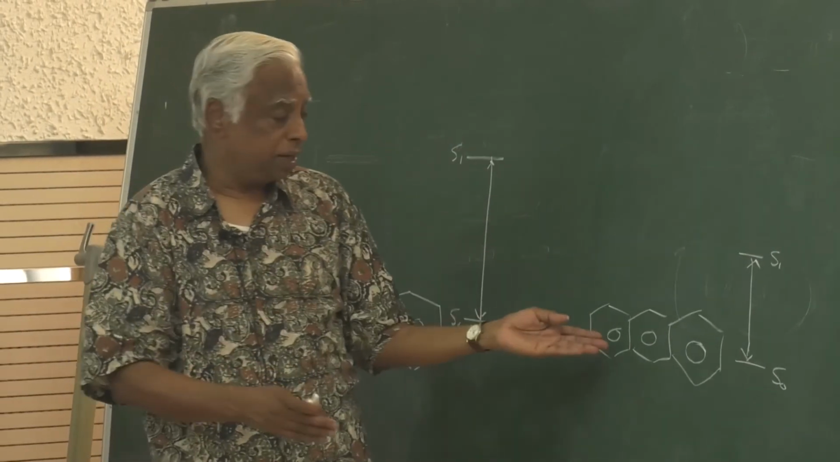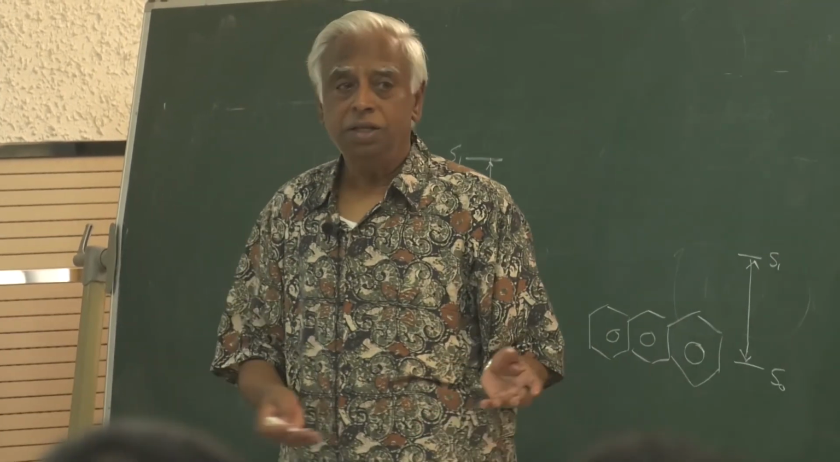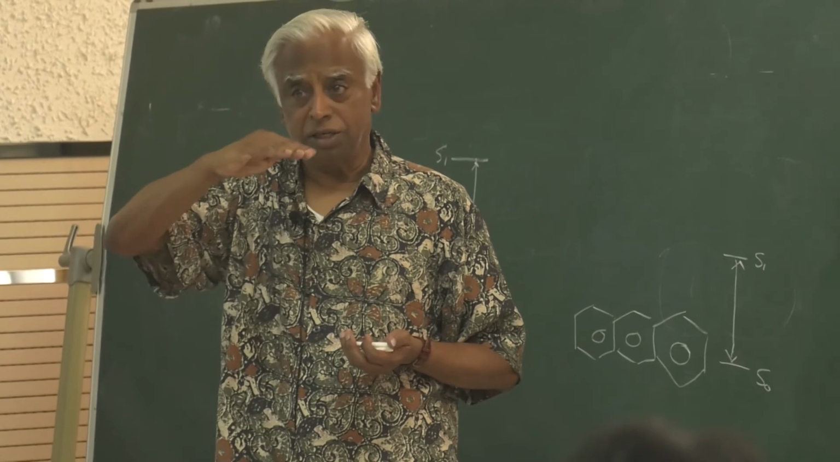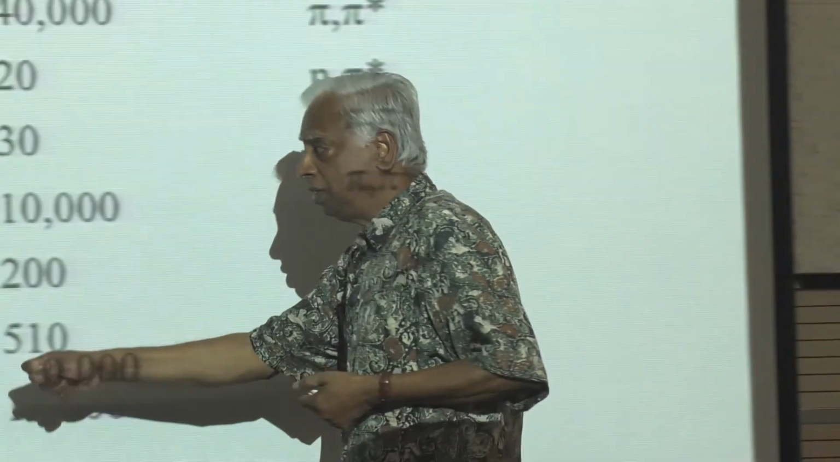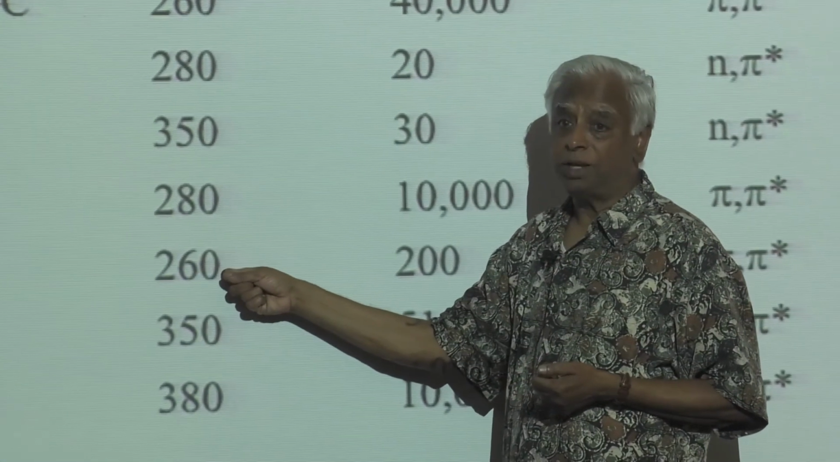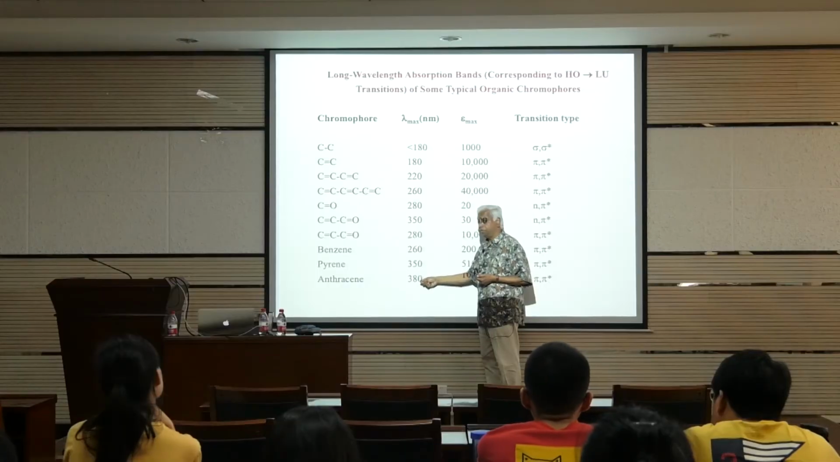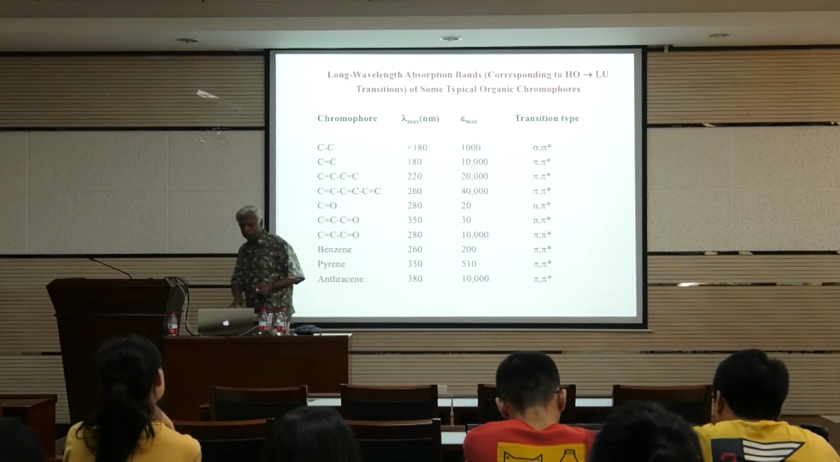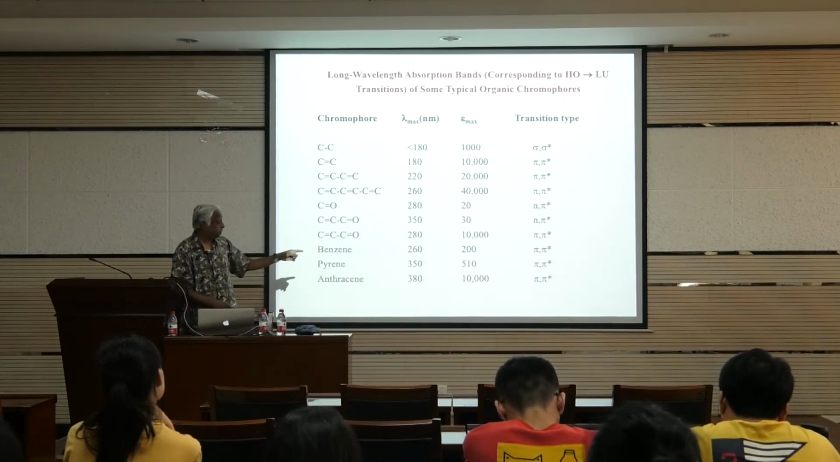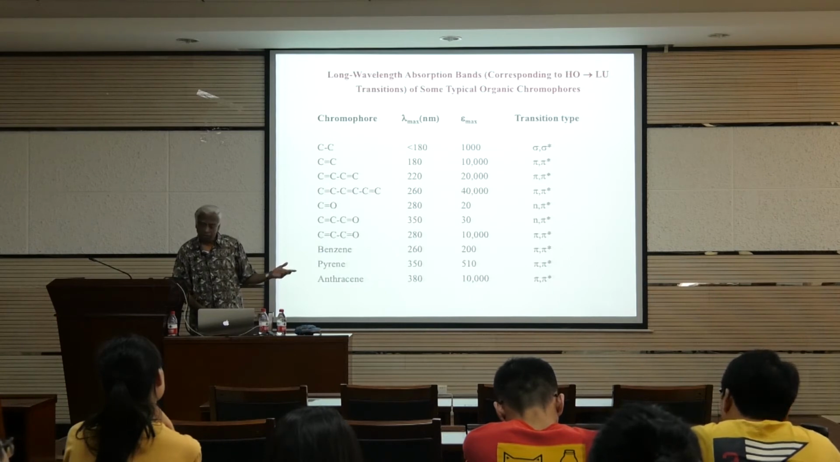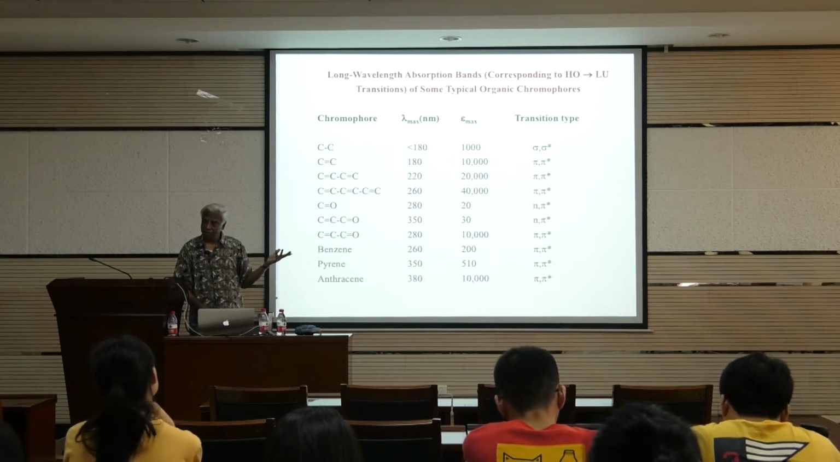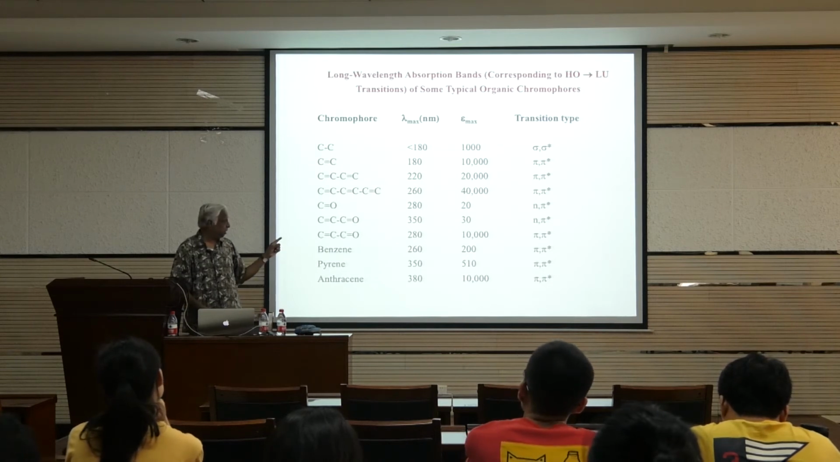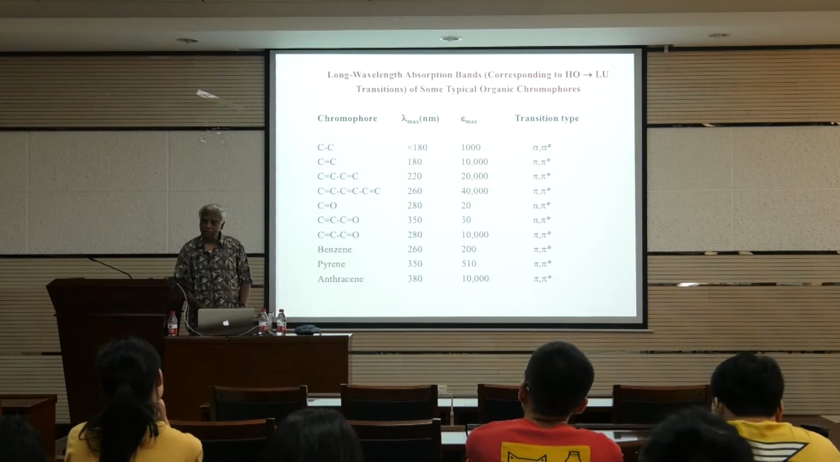And this is what we said: the more the conjugation, the closer the orbital energies are. So you can see here, for example, in benzene the absorption is 260 nanometers, and in anthracene it is 380 nanometers. These things you can find in the book; you don't have to remember all this stuff. This is plotted in nanometers, and the same number would be in angstroms as wavelengths. Tell me, which one has more energy, 260 nanometers or 380 nanometers?